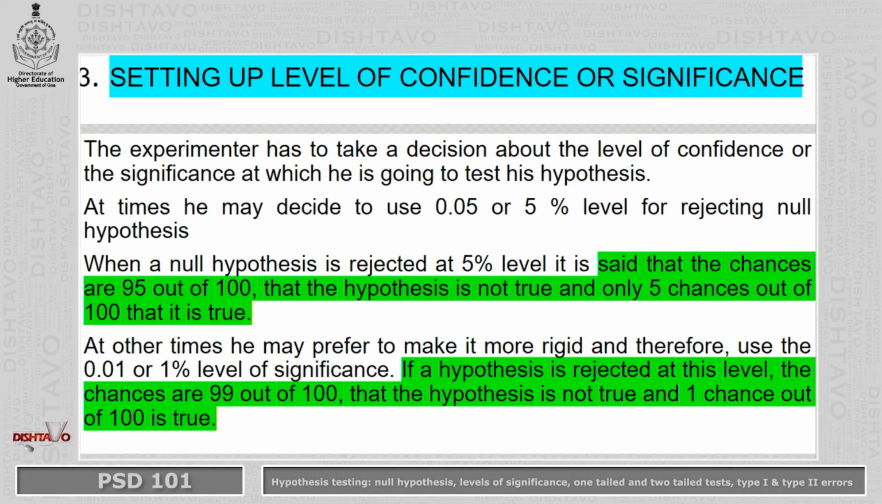At other times, this researcher may prefer to make the research rigid and therefore use a 0.01, also known as 1% level of significance. If a hypothesis is rejected at this level, the chances are 99 out of 100 that the hypothesis is not true, and 1 chance out of 100 that it is true.